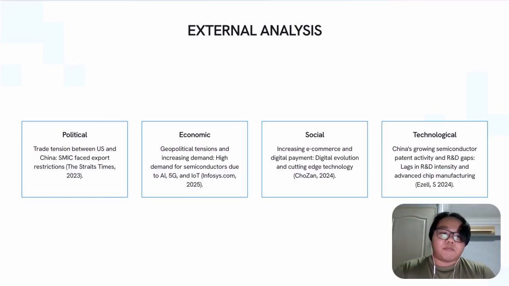SMIC likely stands 5 years behind global leaders such as TSMC due to the limited access to advanced manufacturing equipment, particularly the EUV lithography machines. They are only able to produce 7nm chips, which lags behind Samsung and TSMC, both of which began producing 3nm chips as far back as 2022.